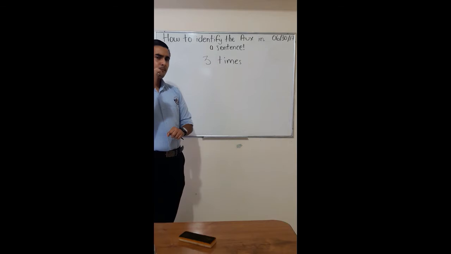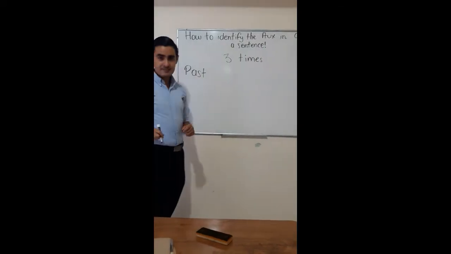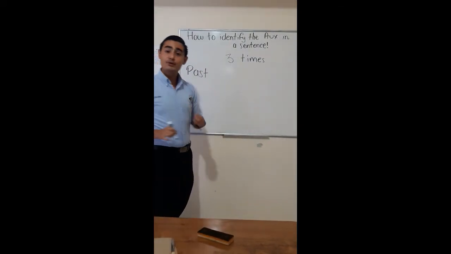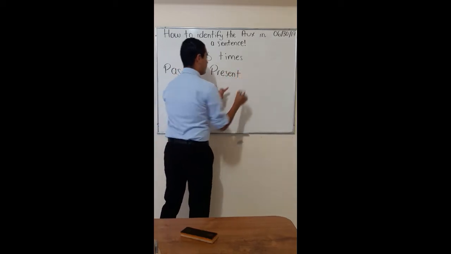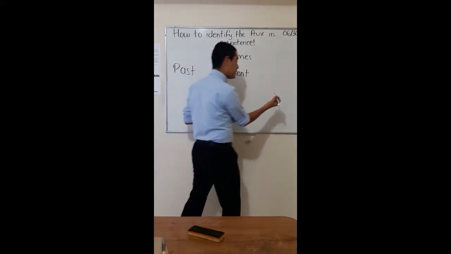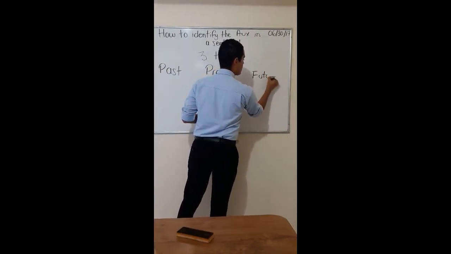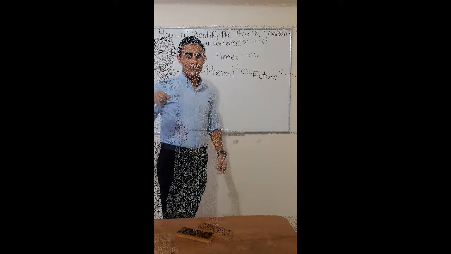For example, number 1 of number 3 is the idea in the past form, okay? Number 2 is the idea in the present form, okay? And finally, number 3 is the idea but in a future form, okay?